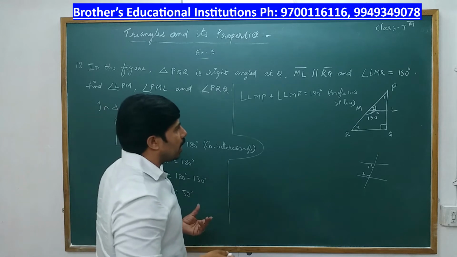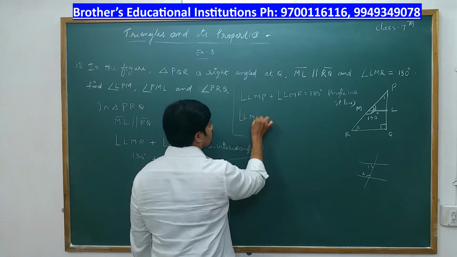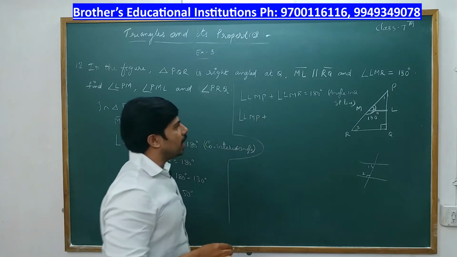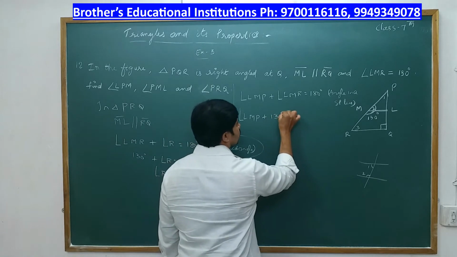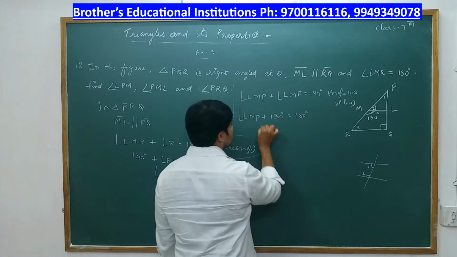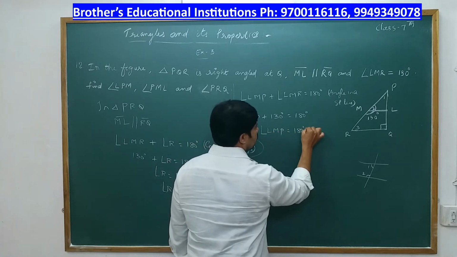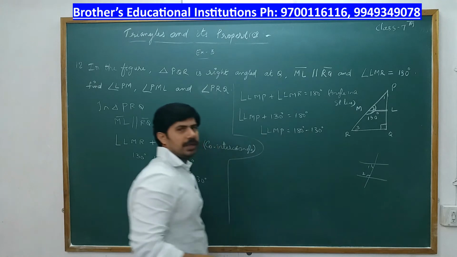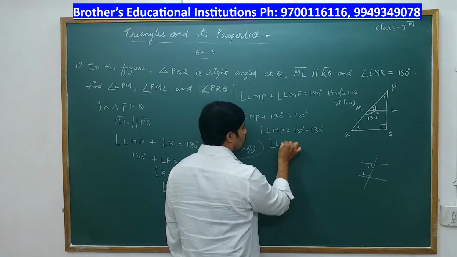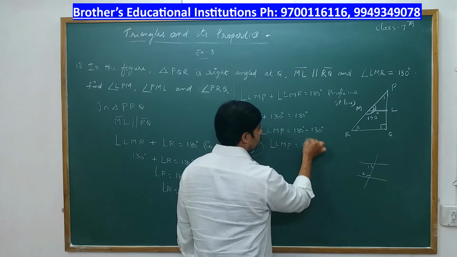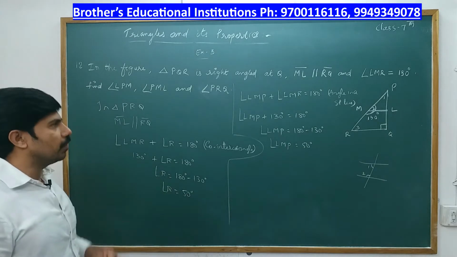So angle LMP we need to find. Angle LMP plus angle LMR, which is 130 degrees, is equal to 180. So angle LMP is 180 minus 130, which is 50 degrees. So angle LMP is 50 degrees. So we got 3, we got 2. Now we have to find out 1.